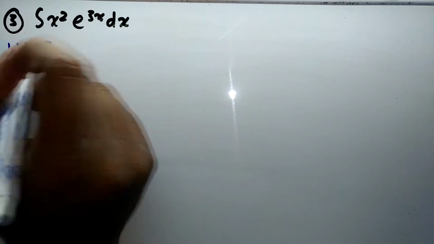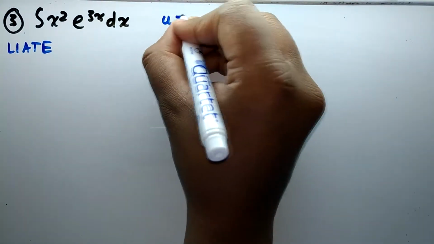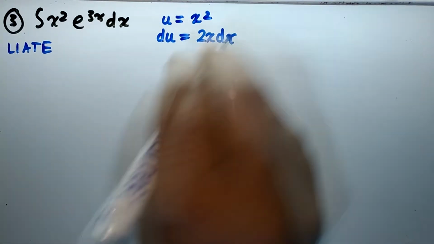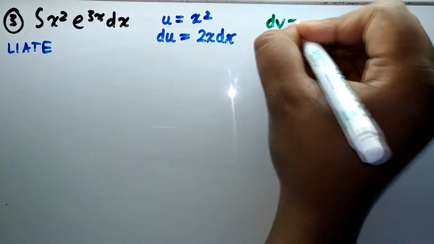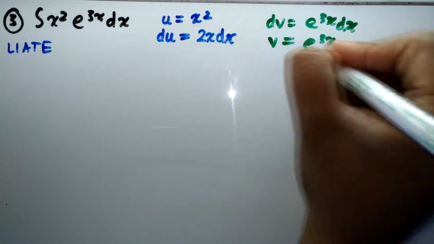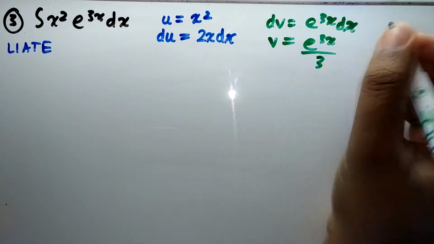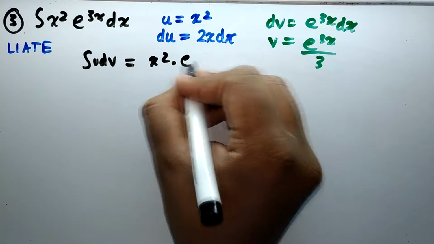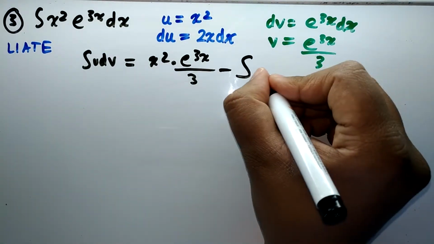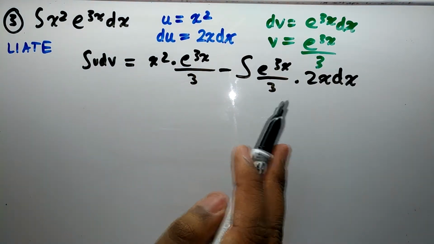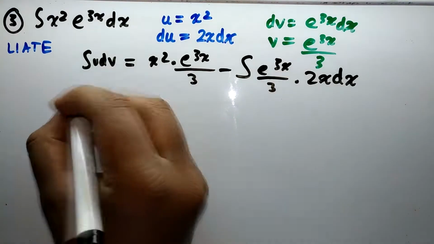Next, we're going to look at x squared times e to the 3x. Now, if you remember from the LIATE rule, exponentials come after algebraic, so we're going to let u equal the algebraic term, and if we differentiate that, it's going to be 2x dx, and dv is just e to the 3x, and if we integrate that, it's going to be e to the 3x over 3. Then we put it into the IBP formula, so it's going to be u times v, which is x squared times e to the 3x over 3, minus the integral of v du, so e to the 3x over 3 times 2x, and we're going to have to do IBP again here.